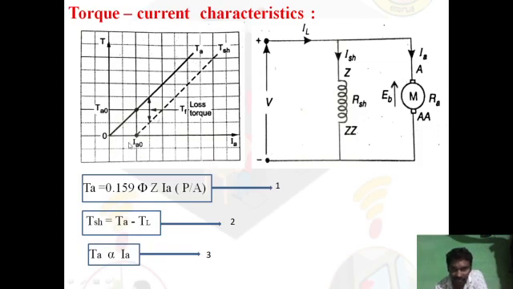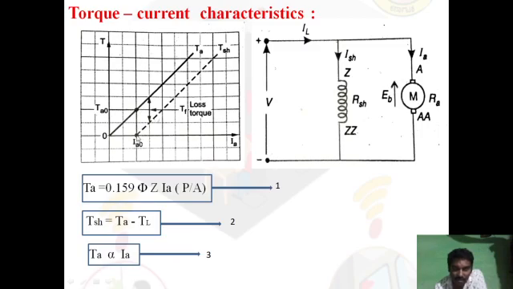But practically, when the load is 0, the armature will draw some amount of current, that is called Ia naught, in order to maintain the losses. That is the friction, windage and iron losses. The armature will draw some amount of current, that is Ia naught, and some amount of torque actually is lost due to the losses. Therefore, the torque at no load is Ta naught, you can observe practically.